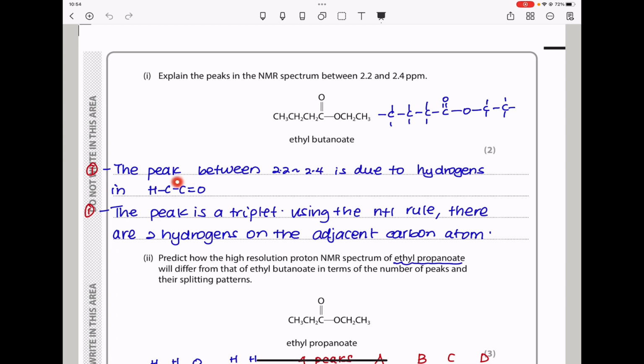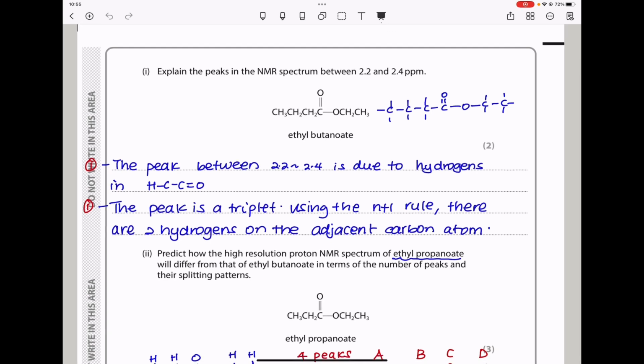We can see this is standing for only the hydrogens attached to this carbon because they're going to be HCC double bond O. So these are going to be in that region, and we can see these hydrogens or that environment is surrounded by 2 hydrogens on this side. So this is going to be the triplet. So I say the peak is a triplet, and using the n+1 rule, there are 2 hydrogens on the adjacent carbon atom. So that could be a suitable answer.